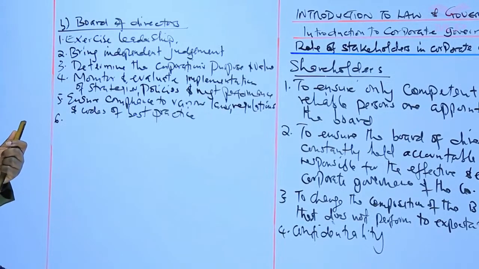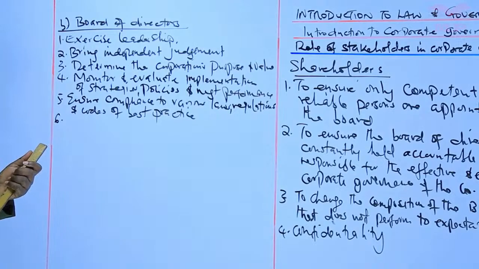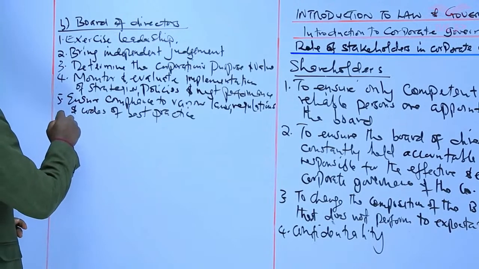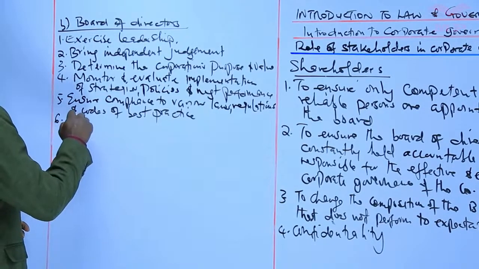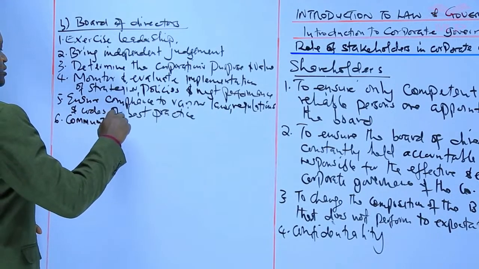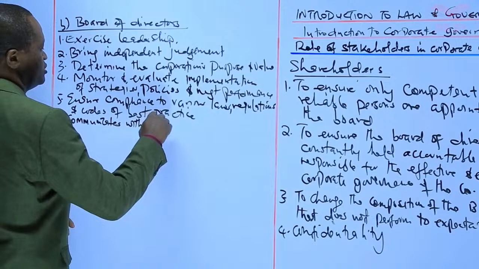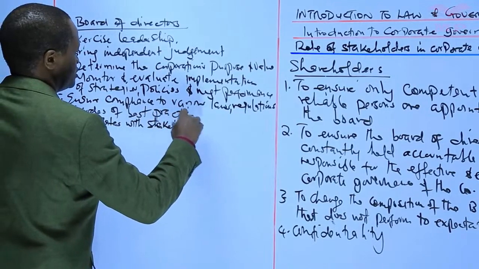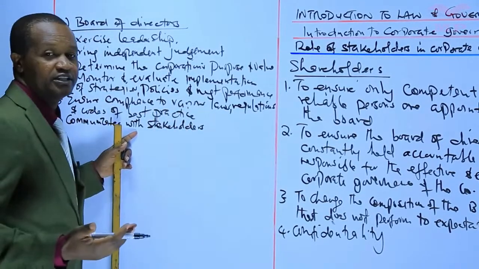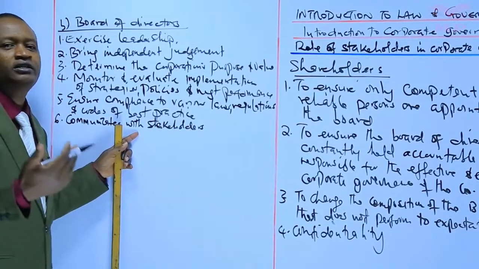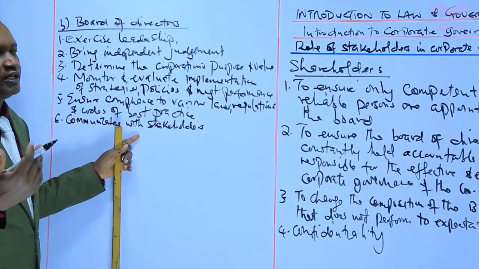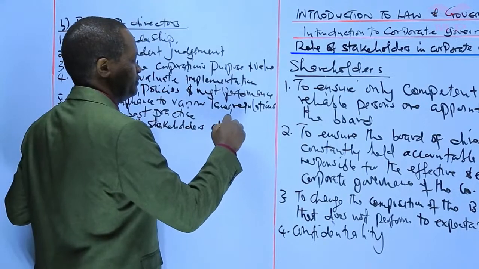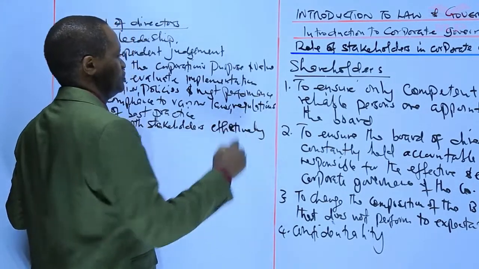The next role of directors in corporate governance is to ensure that the corporation communicates with shareholders and stakeholders effectively. Effectively. There ought to be communication.